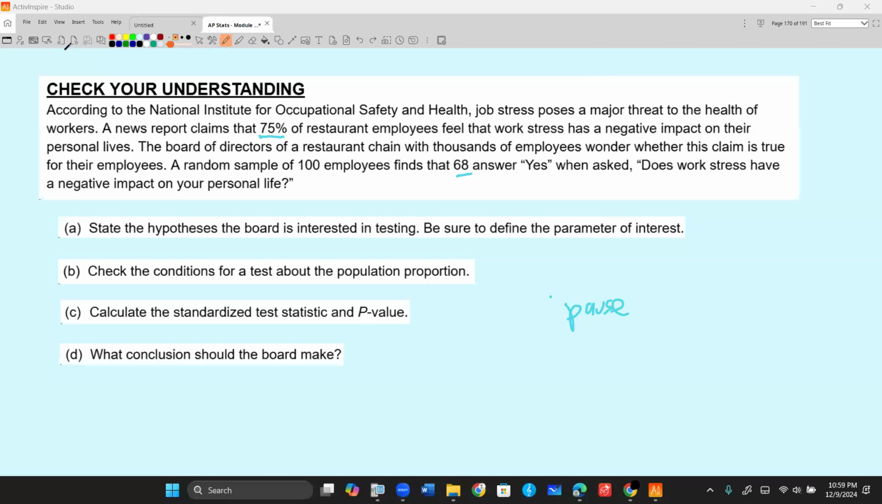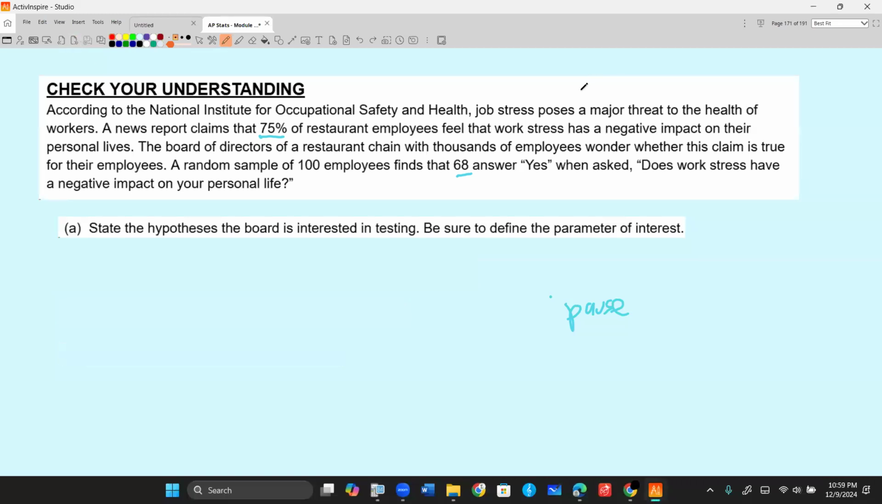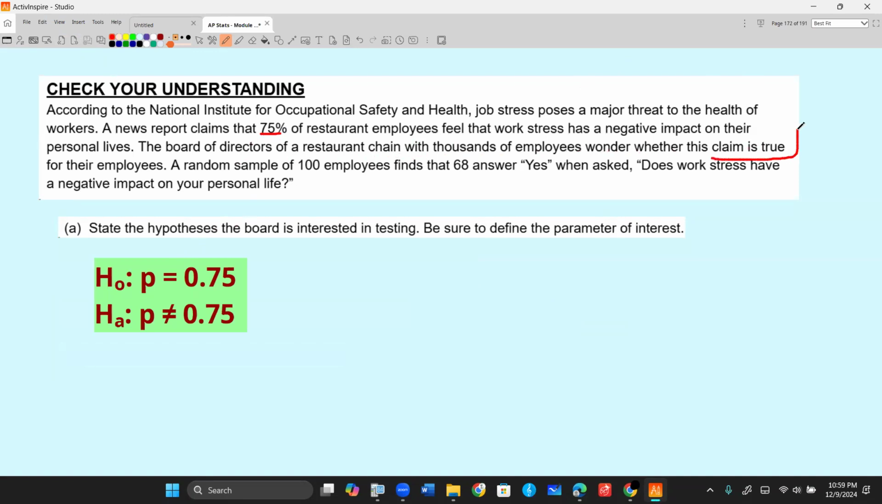And we're going to go over in 3, 2, 1. So the hypotheses. This is a proportion. So 75% was the claim. P equals 0.75 would be your null. Your alternative: the board of directors at a restaurant chain with thousands of employees wonders whether the claim is true.